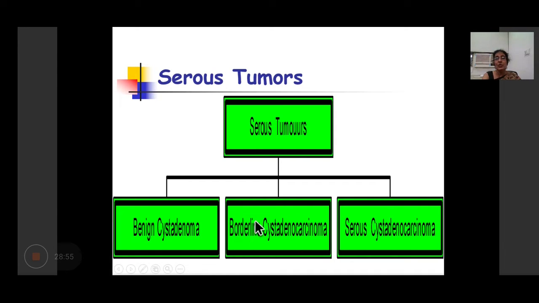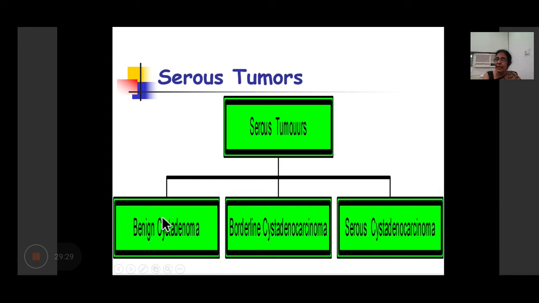Then we have the borderline tumor, which is called the borderline cyst adenocarcinoma. The difference between the malignant serous cyst adenocarcinoma and the borderline tumor is that there is no invasion in the borderline tumor, though it shows cytological features of anaplasia. So there is high grade, high nucleocytoplasmic ratio, hyperchromasia, mitosis, pleomorphism, but there is no invasion of the ovarian stroma. So when there is no invasion, we call it a borderline tumor.